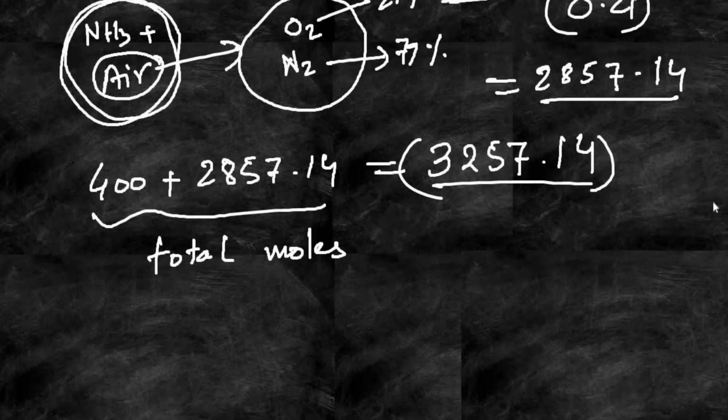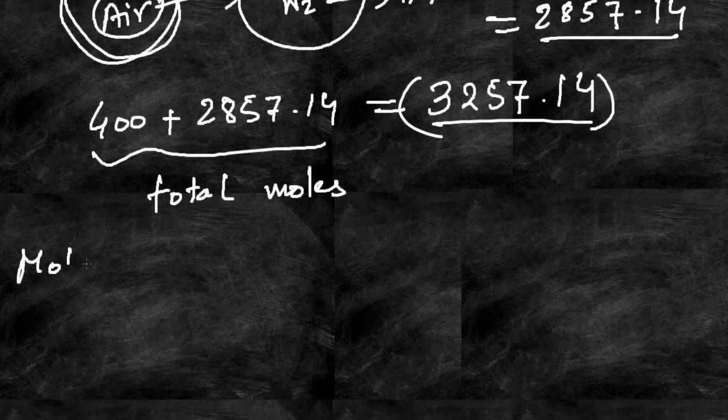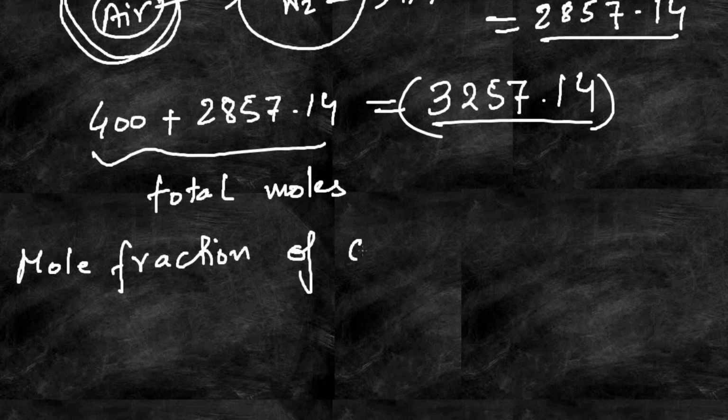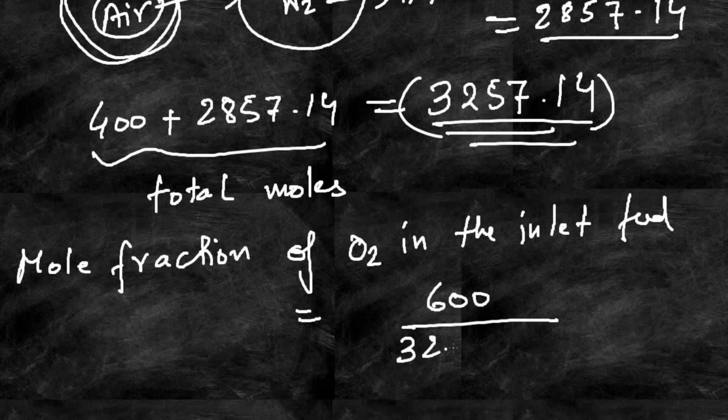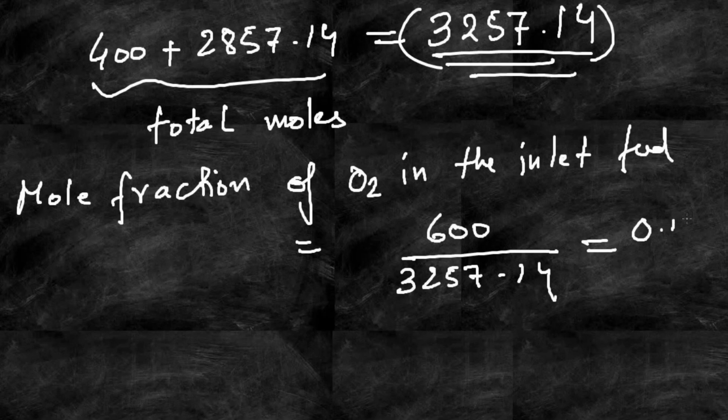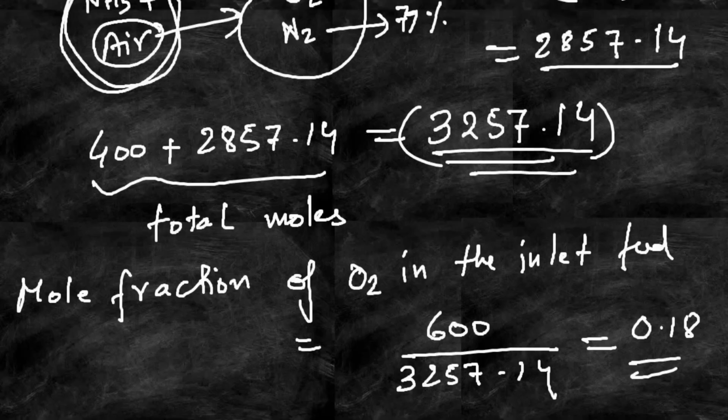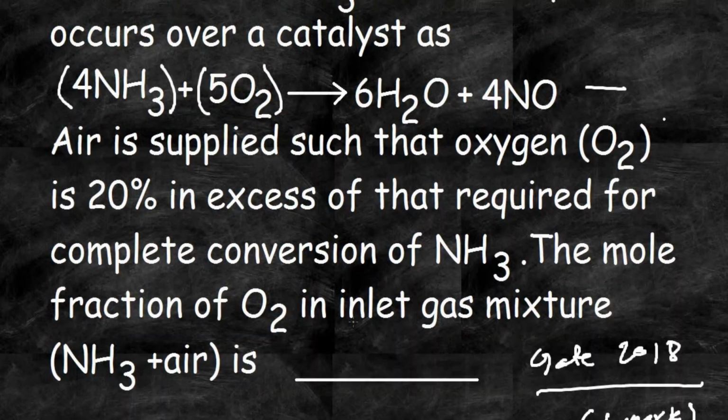So now the mole fraction of oxygen in the inlet feed is equal to 600 divided by 3257.14. If you evaluate this, what you will get is 0.18. So this is what the mole fraction of oxygen in the inlet feed is. So this will be 0.18.